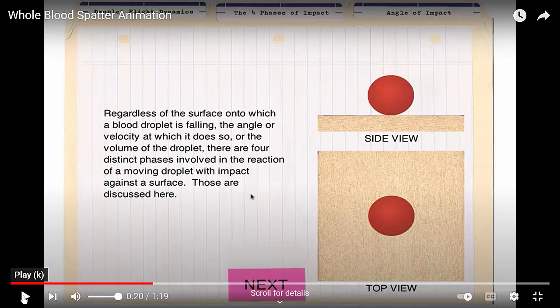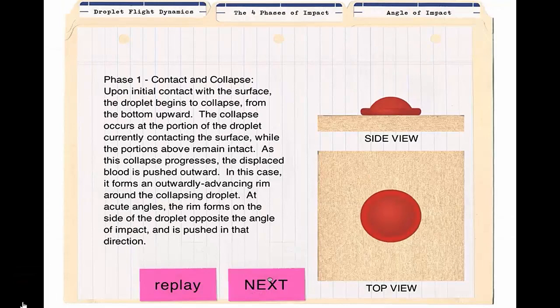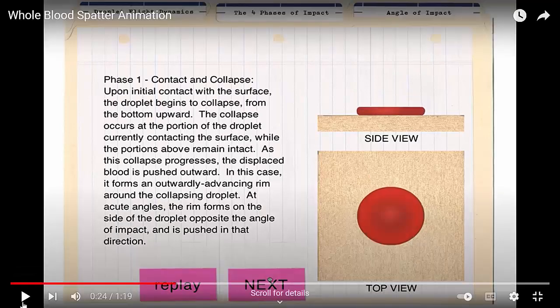Regardless of the surface onto which a blood droplet is falling, the angle or velocity at which it does so, or the volume of the droplet, there are 4 distinct phases involved in the reaction of a moving droplet with impact against a surface. Those are discussed here. So you can see that we have 2 different views here. We're going to be able to see what happens to this blood droplet from the side, and we're going to see what happens if we look at it with sort of a bird's eye looking down view. So phase 1 is contact and collapse.